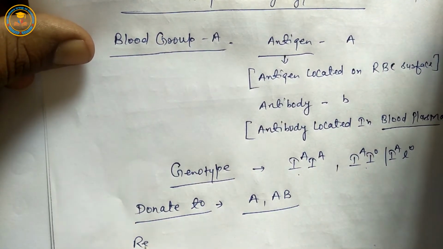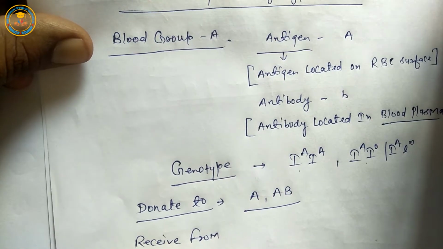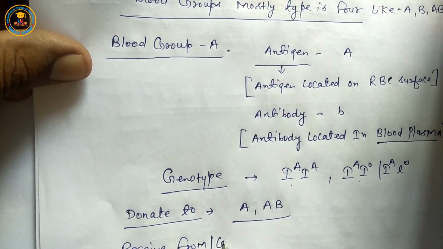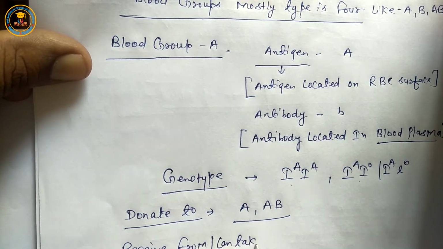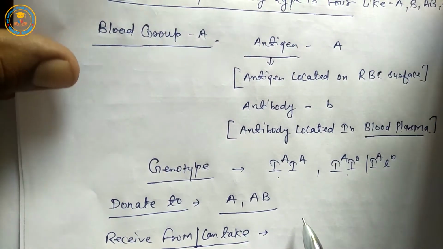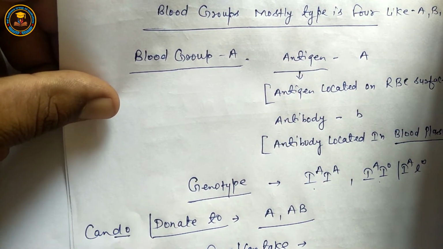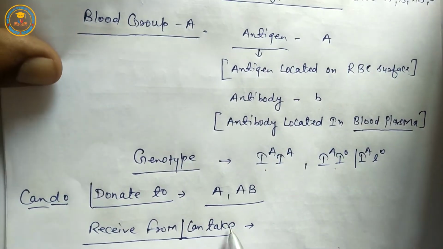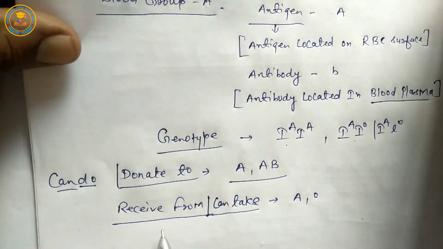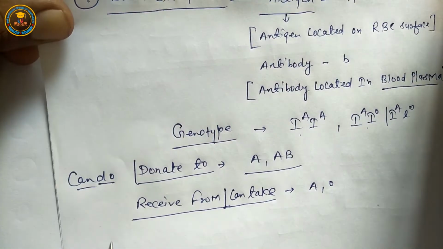Next, receive from, or can take. Blood group A can take from blood group A and O. So this is blood group A.